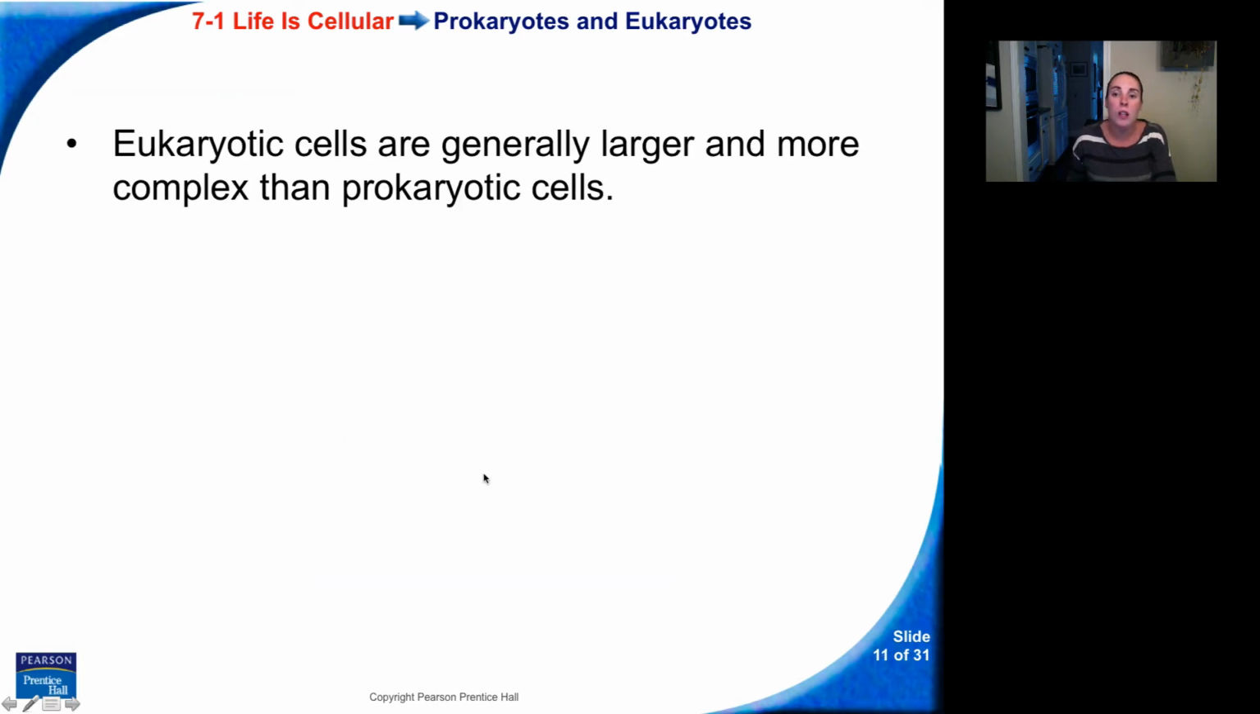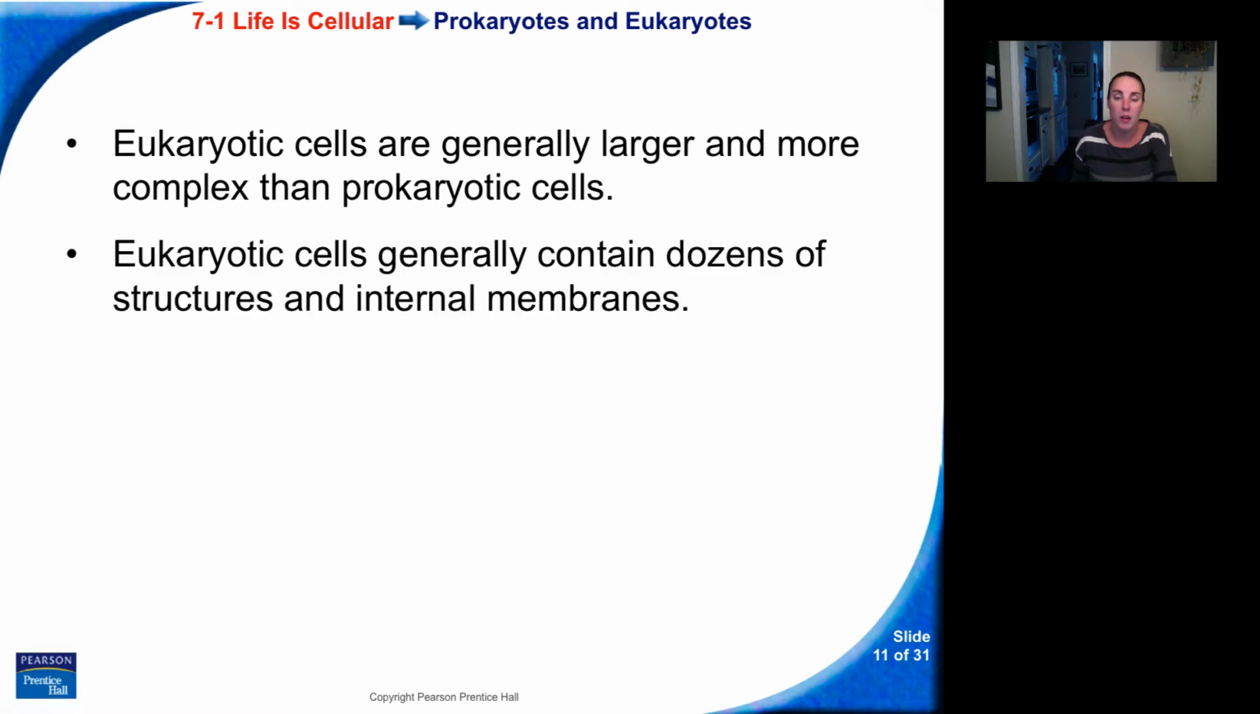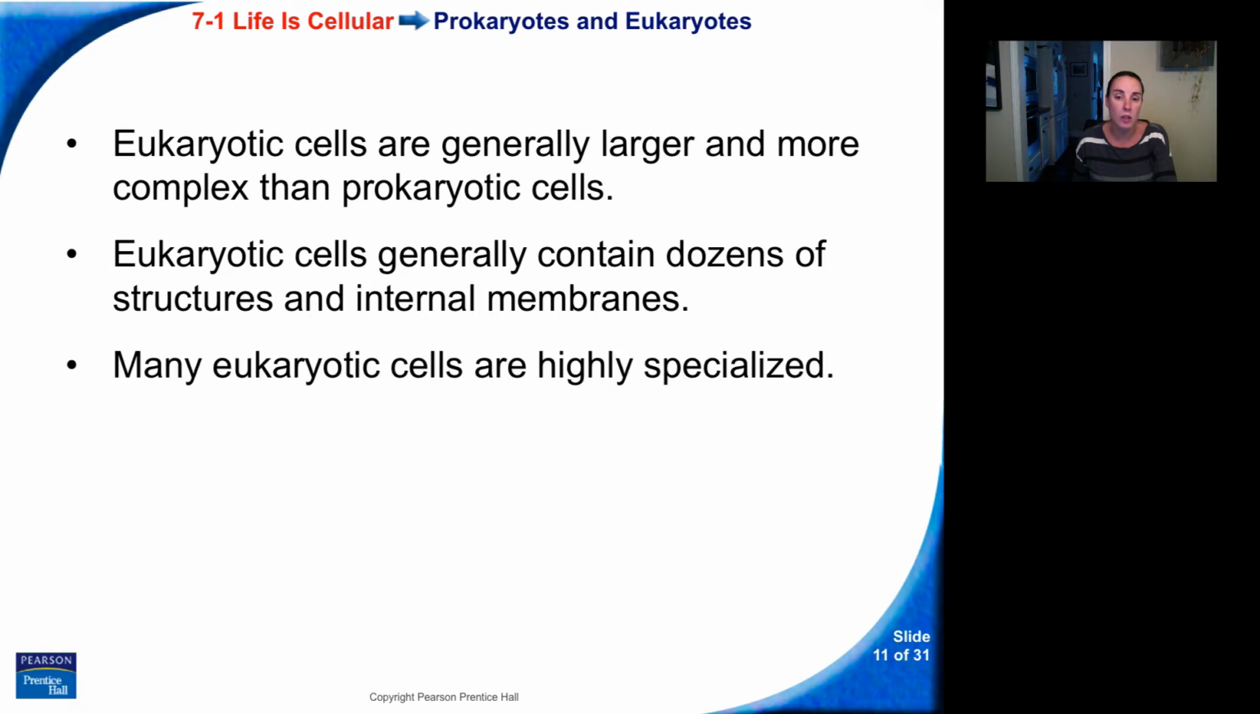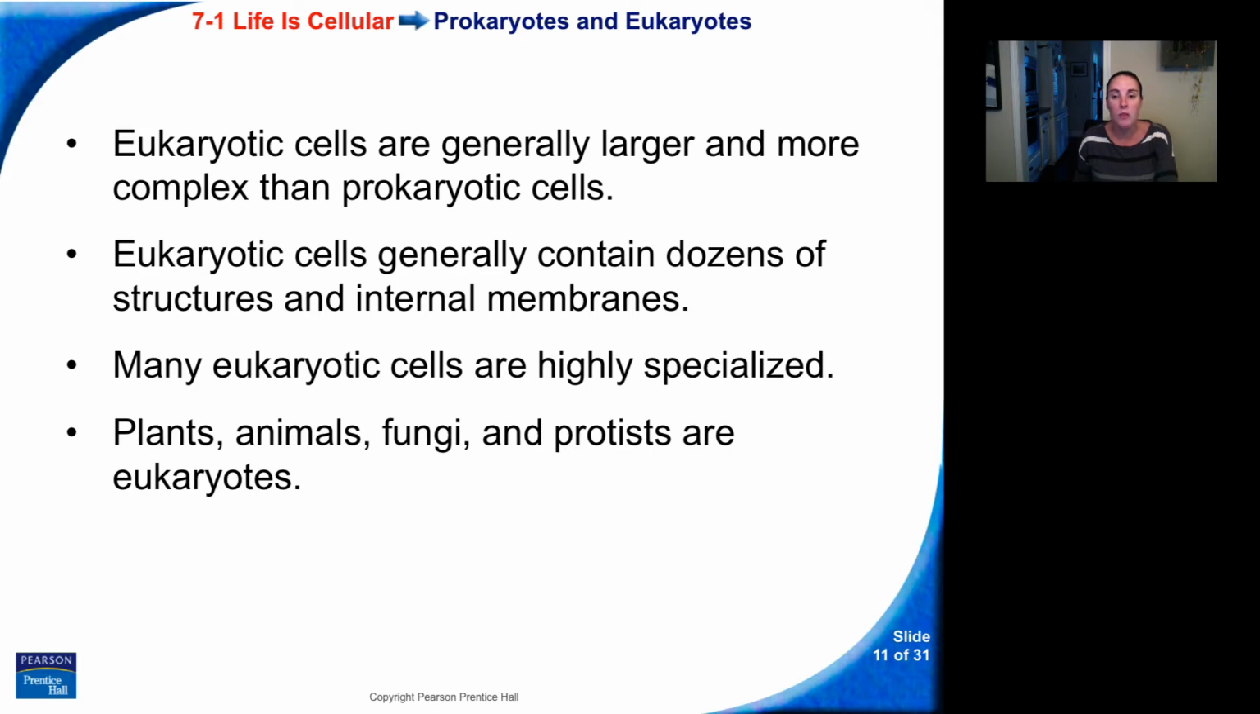Eukaryotic cells are generally larger and more complex than prokaryotic cells. They generally contain dozens of structures and internal membranes. Many eukaryotic cells are highly specialized. And plants, animals, fungi, and protists are all examples of eukaryotic cells.